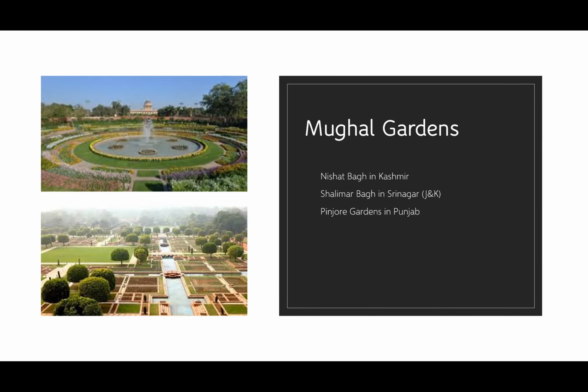Now, this is how a Mughal garden looked. In your book, they've only talked about three gardens. One is the Nishat Bagh in Kashmir, then the Shalimar Bagh in Srinagar, Jammu and Kashmir, and the Pinjore Gardens in Punjab. These are very important, and they can also ask you questions on them.